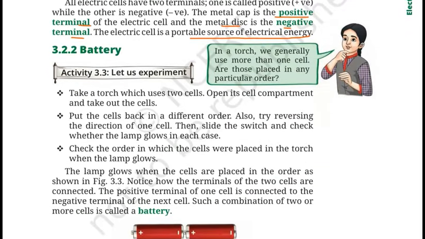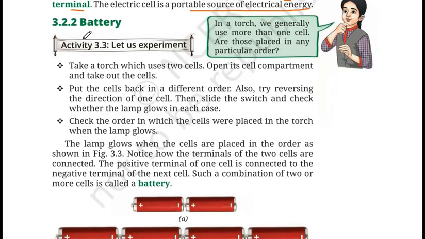Now, let us come to what is a battery and what is the difference between an electric cell and a battery. So students, if you connect multiple cells together, we call it a battery. So in a torch, you must have seen that we generally use more than one cell. Okay, and they are placed in a particular order.